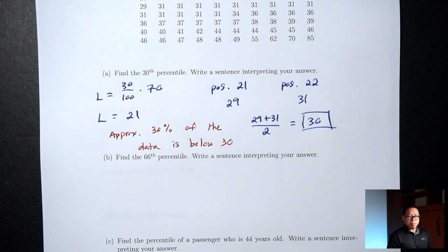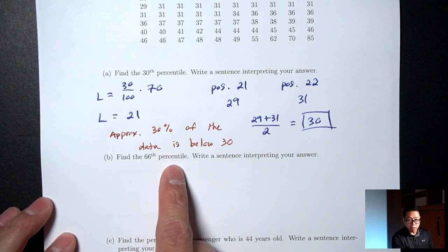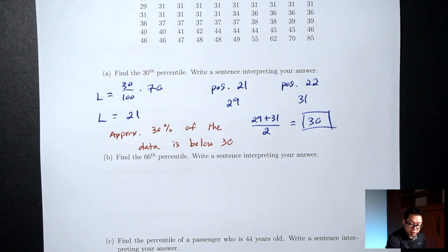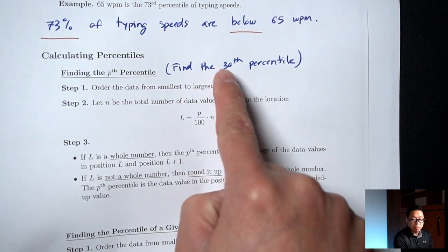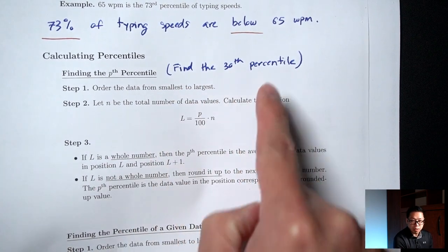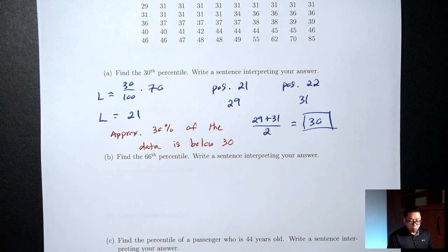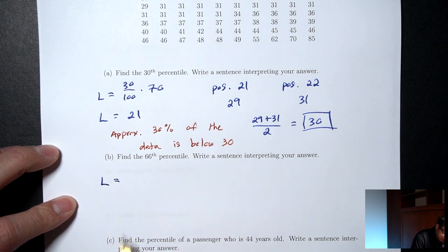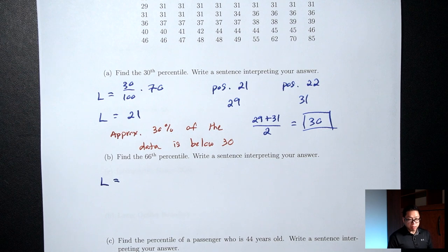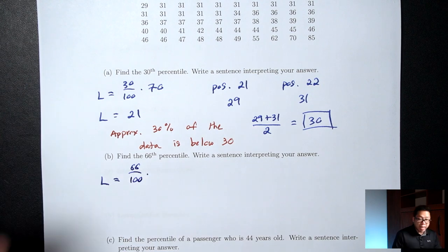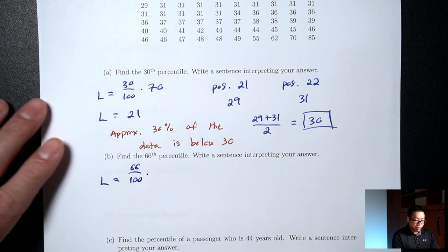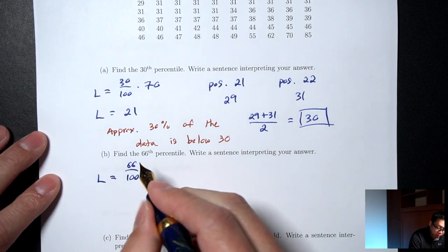Let's try part B. Part B says find the 66th percentile. Okay, so we should still be using the first set of directions, right? First set of directions is for things like find the 30th percentile or find the 66th percentile. Directions say step one, order from smallest to largest. That's good. Step two, calculate this L thing. Okay, P over 100, P is our percentile. So it's 66 in this case, times N. N, once again, is the number of data values. We counted already. We said there were 70 total.